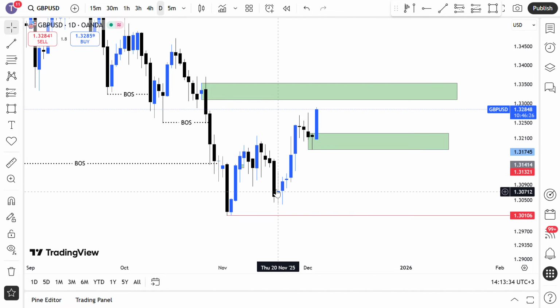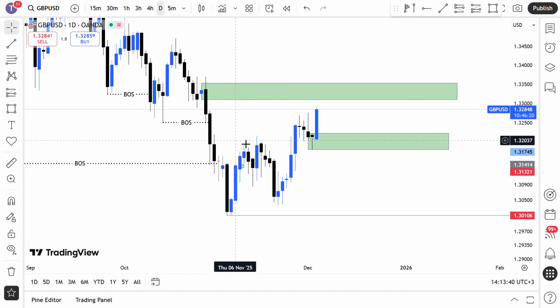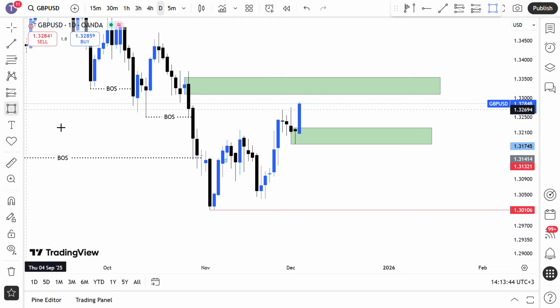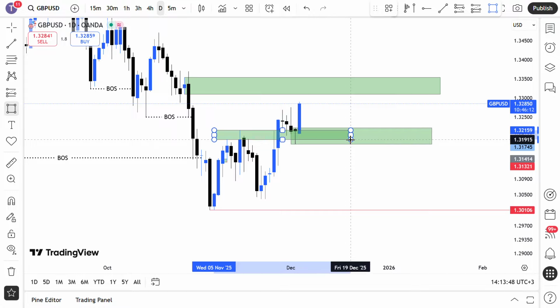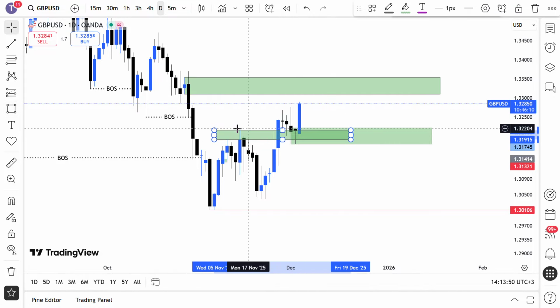And as you all know, when the neckline has been broken, the price has to come back to retest that neckline before moving to the upside. So already we have the neckline being broken, and then we have the pullback. We have this support and resistance being broken, and then the price came to test the neckline before we have that reaction to the upside.